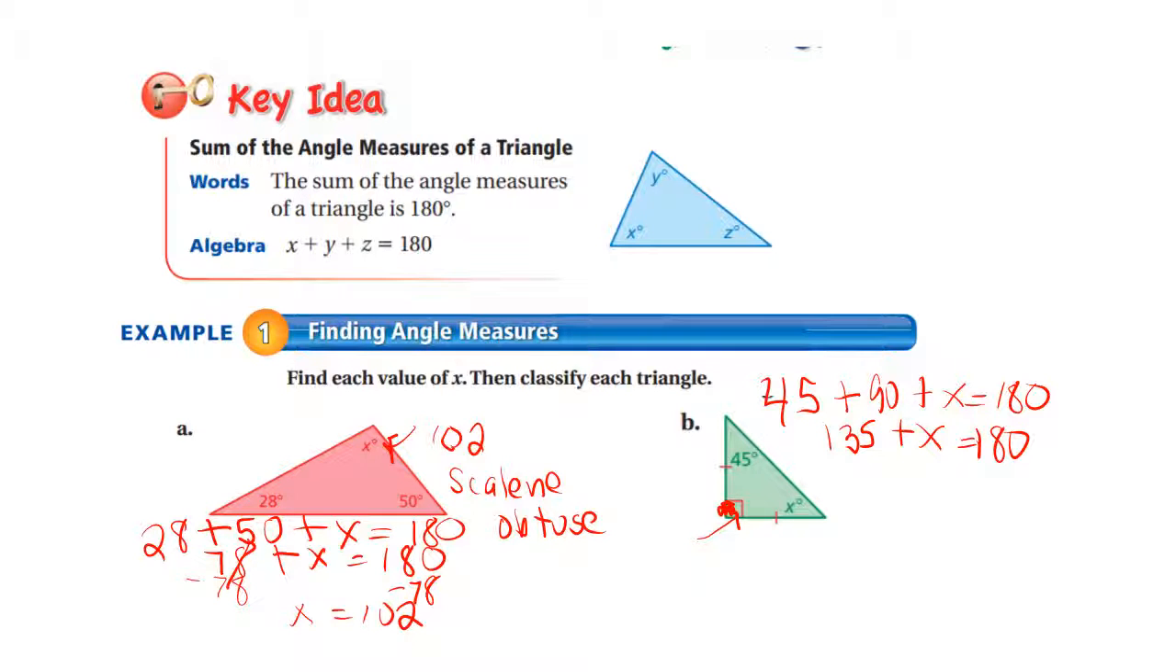One-step equation, I'm going to subtract now to get x by itself. 135 minus 135, these cancel. So x is going to be 45 degrees. So this missing angle right there is 45 degrees.